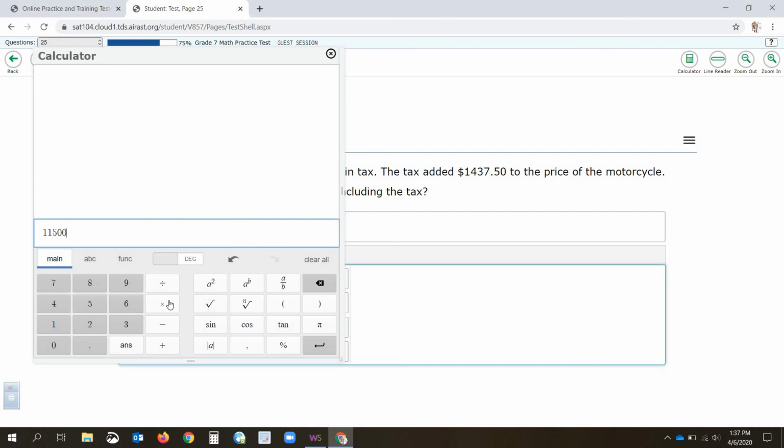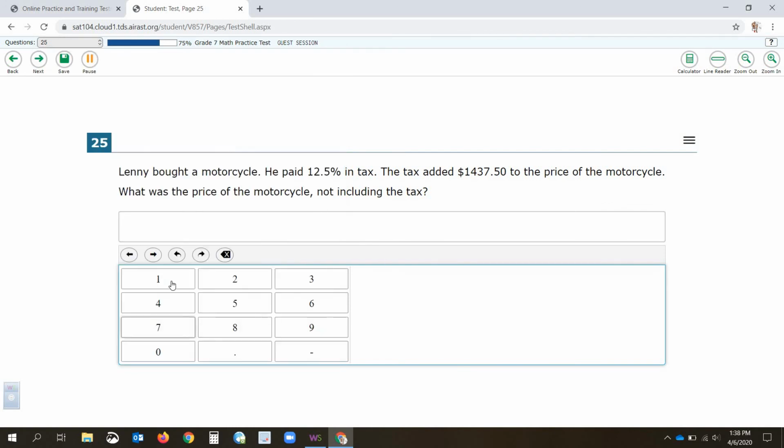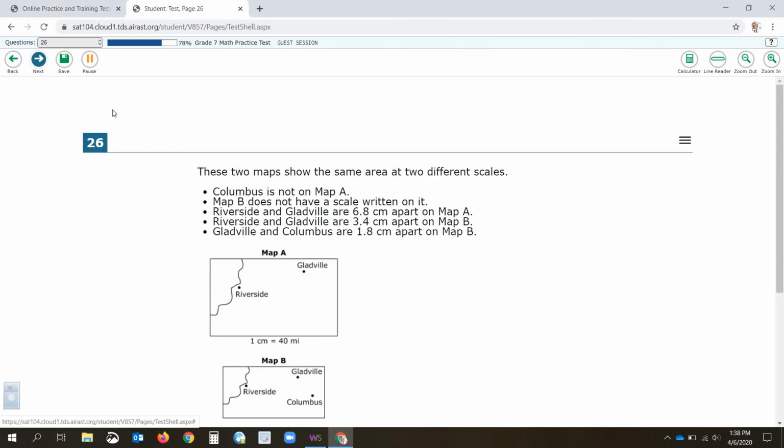11,500. That's the cost of the motorcycle, we're saying, times 0.125 or 12.5%. And we do get that number. I was having a hard time remembering earlier, $1,437.50. So the answer we're looking for is $11,500, of which 12.5% is $1,437.50. All right.